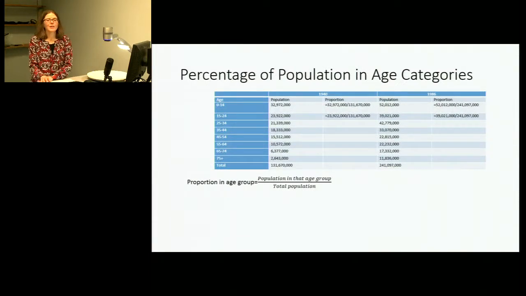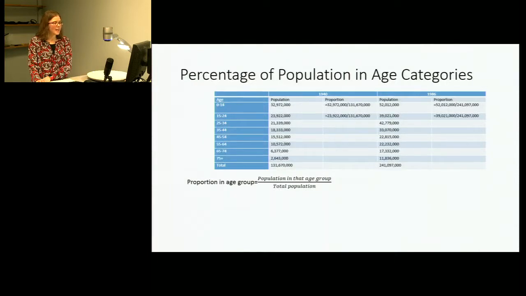Now the next thing that we looked at was the proportion of the population in each of these age categories in 1940 and in 1986. To calculate the proportion in each age group, we looked at the population size in that age group for that year and divided by the total population for that year. So for instance, in 1940, in the 0 to 14 age group, there were 32,972,000 people out of a total of 131,670,000 people. We take that division.